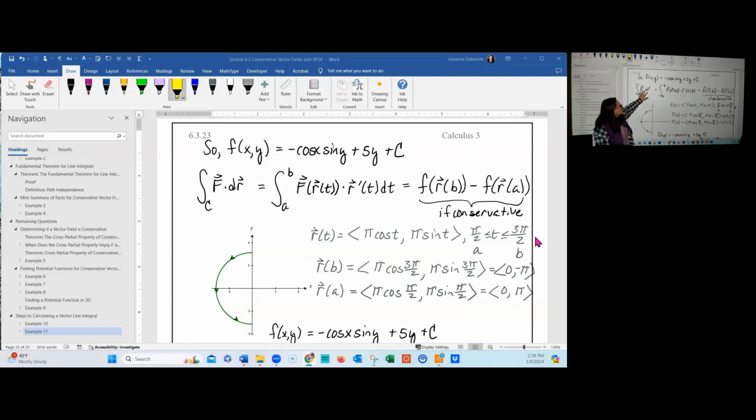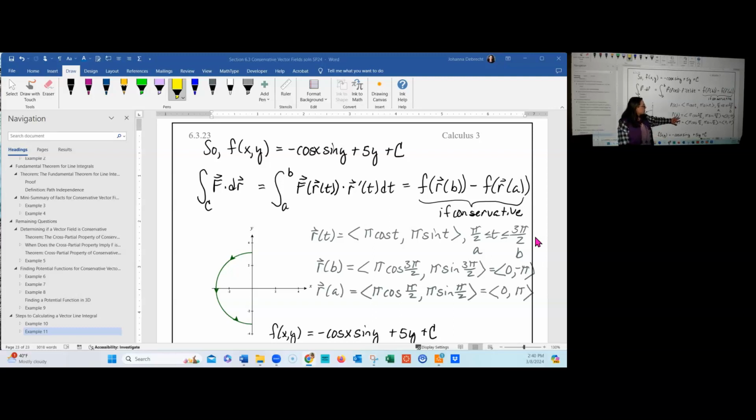Remember that the vector line integral f dot dr is always equal to the integral of f of r of t dot r prime of t dt from t equal a to b. But if it is also conservative, we can go straight to the end and say it's the potential function at r of b minus the potential function at r of a. To parameterize this semicircle, I wrote r of t as pi cosine t, pi sine t, where t varies from pi over 2 around to 3 pi over 2. That makes a pi over 2 and b 3 pi over 2.